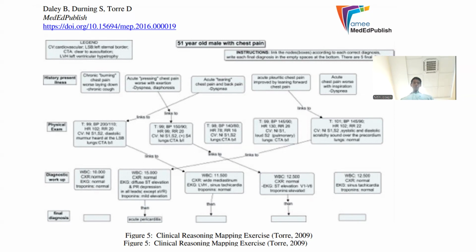The nodes in the first row contain concepts related to the history of presenting illness, and these are linked to the nodes in the second row having concepts related to the physical examination findings and also the lab findings, and this is linked to the interpretation of the laboratory reports and the diagnosis leading to acute pericarditis. So the entire case discussion is summarized with the help of a concept map.